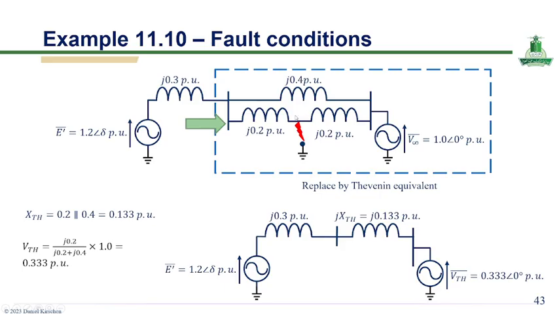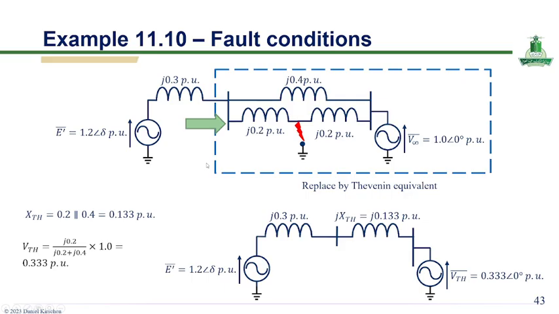First, the equivalent reactance is calculated by combining the parallel reactances, resulting in X Thevenin equal to 0.133 per unit. Then the Thevenin voltage is obtained using the voltage division principle, so everybody is okay with that one, right? If we know this voltage, we can simplify and find V Thevenin.